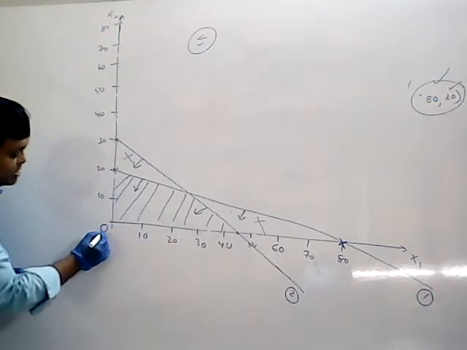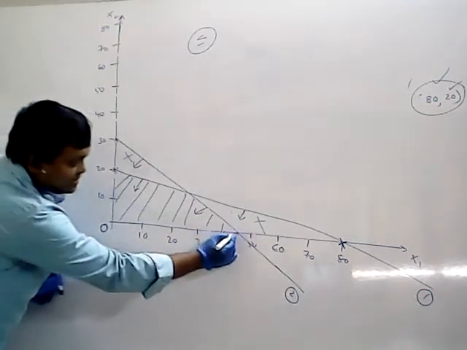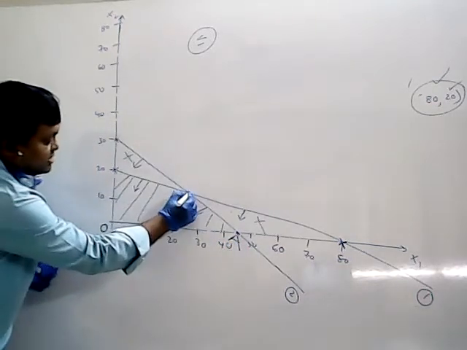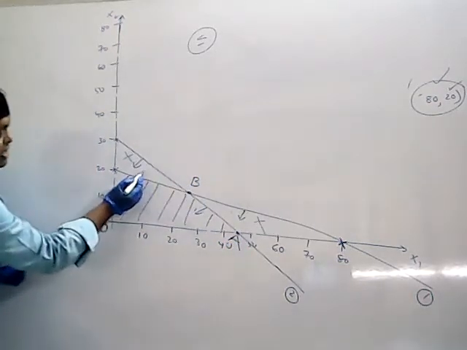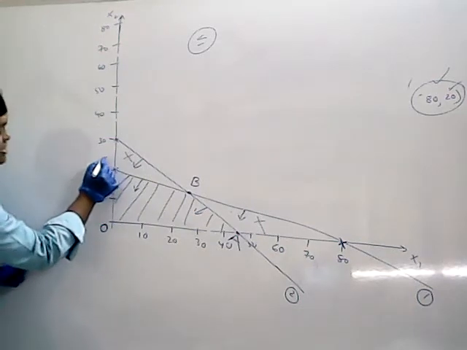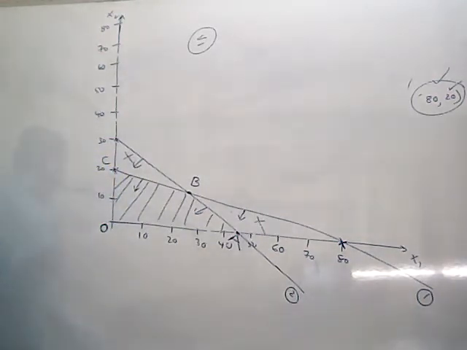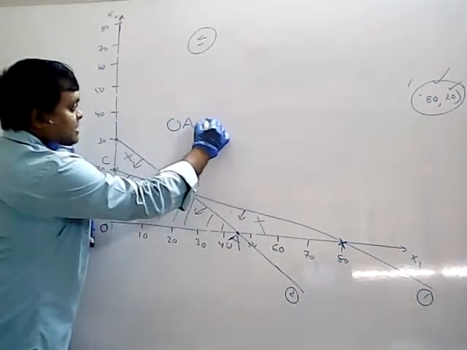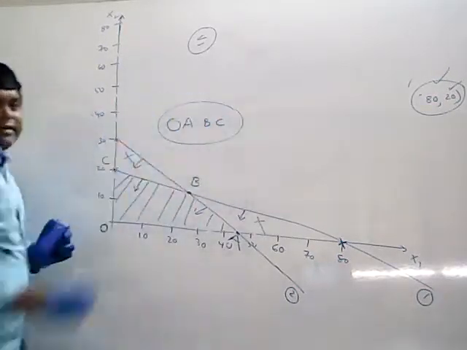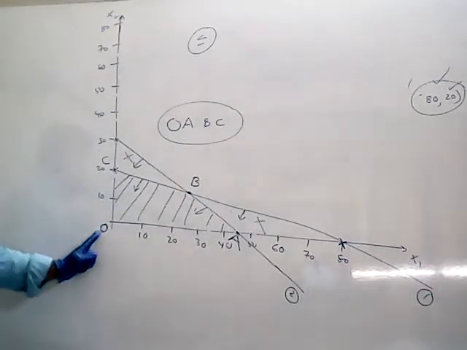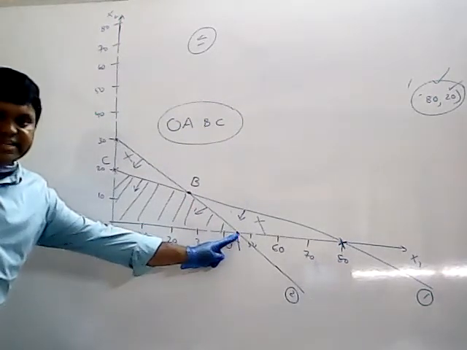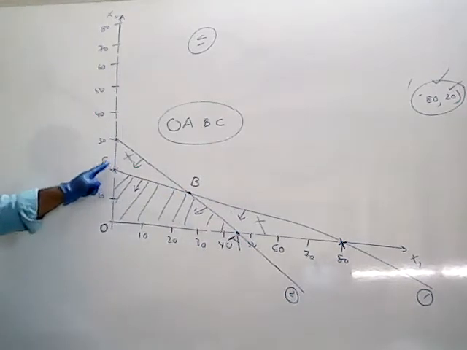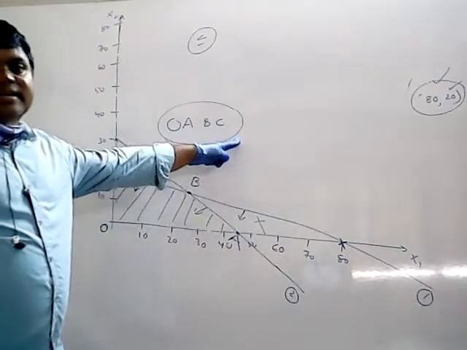So what are the edges for this feasible region? This is O, this edge is A, and this edge is B. This is not a common part, this one is a common part. So this edge is C. And what is the common part you are getting? O, A, B, C. O, A, B, C is the feasible region.